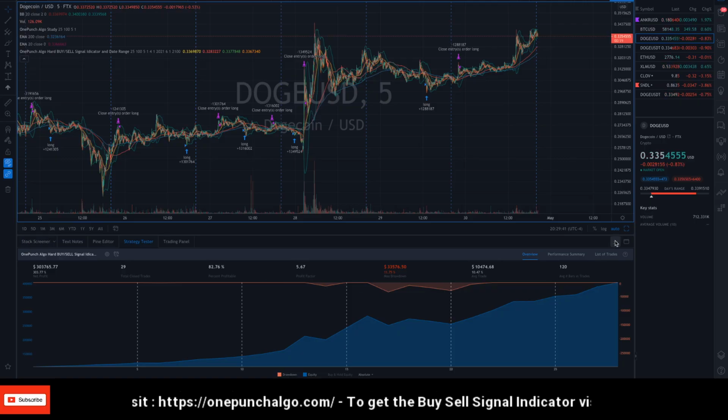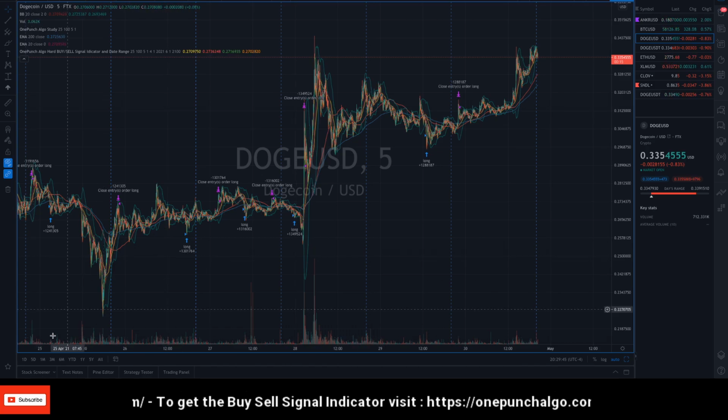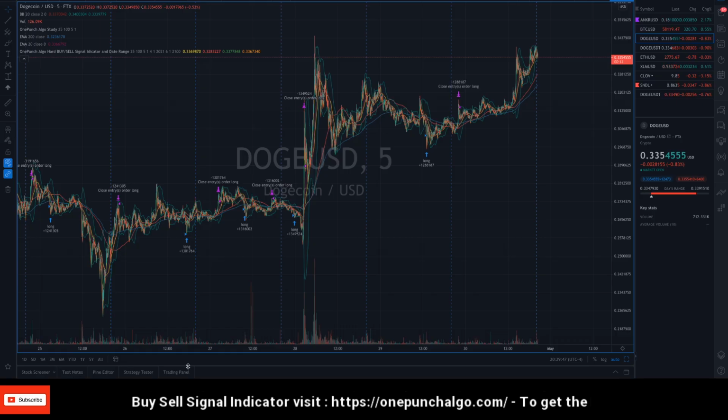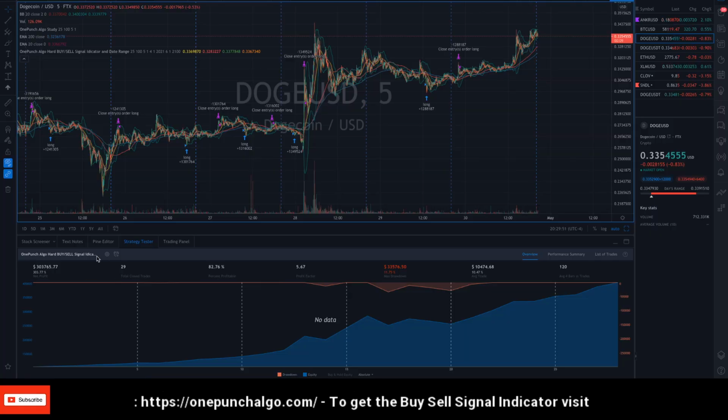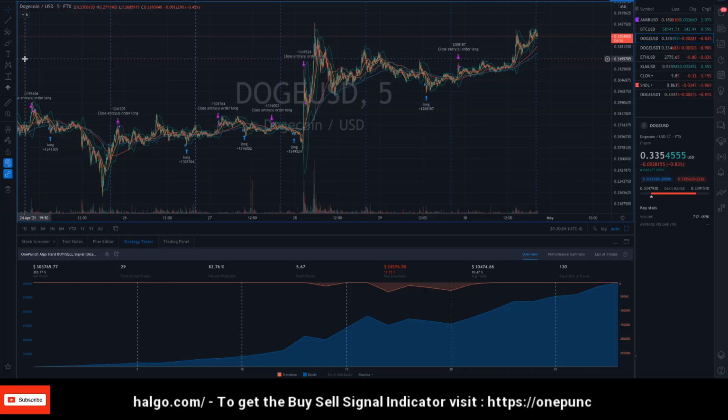You can click it again if you have a chart with the bottom tabs closed. You just go to strategy tester and click it, and then the strategy tester will pop up. So let's see how you can configure and understand the OnePunch ALGO indicator with certain time frames, right?